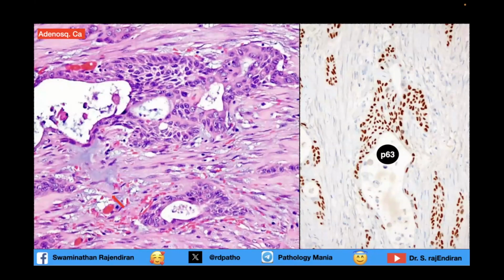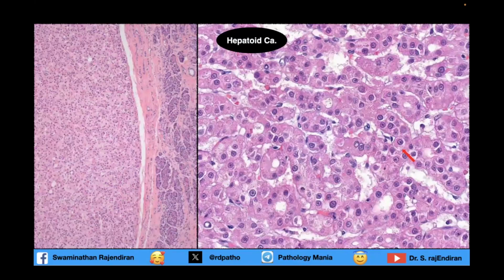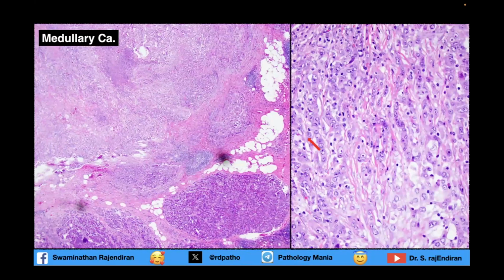Adenosquamous carcinoma, and the squamous component will be positive for P63. This, if you see here, looks like a hepatocellular carcinoma, isn't it? But when you go to the low power, it's a well circumscribed tumor with adjacent pancreatic tissue. So this is a pancreatic carcinoma with hepatoid features. This is a medullary carcinoma, a well circumscribed tumor with a lot of lymphoplasmacytic infiltrate.